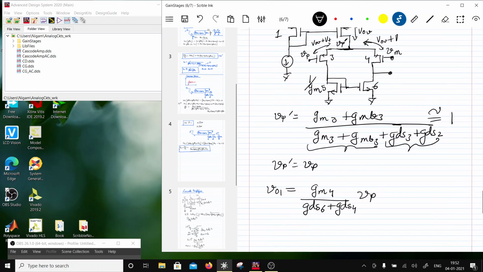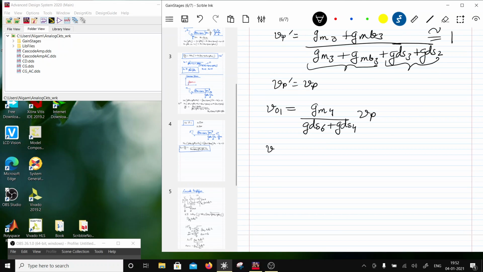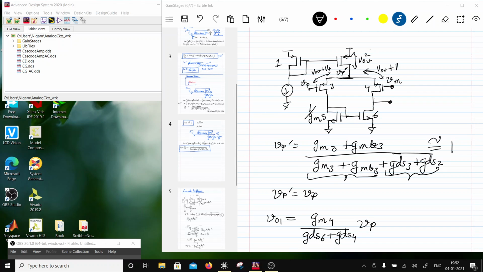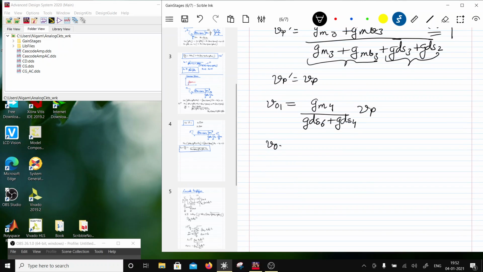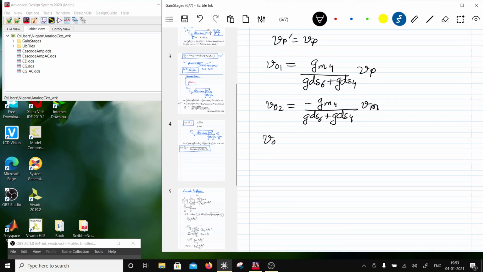And what is the output voltage because of VM? Transistor 4 would be a common source for VM, because the source of transistor 4 is at a small signal ground. The gain of this would be minus gm4 divided by (gds6 plus gds4), times VM. So by superposition, if I add VO1 plus VO2, that will be the output VO, which will be equal to gm4 divided by (gds6 plus gds4), times (VP minus VM).